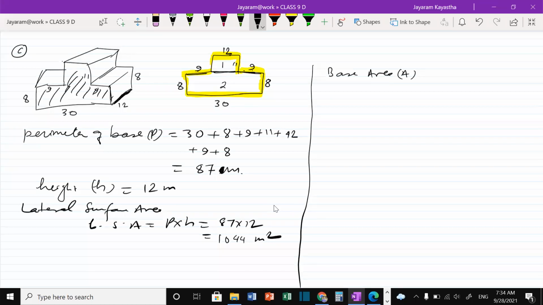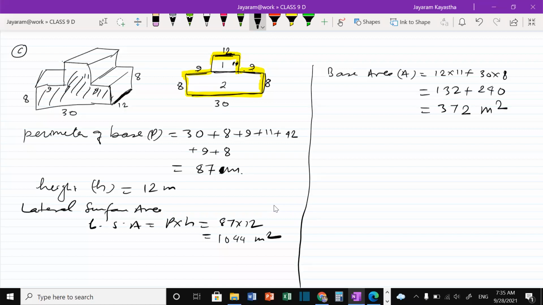11 is the breadth and 12 is the length. So 12 into 11 is the first rectangle, plus the second rectangle, 30 into 8. That is 132 plus 240, which is 372. Since this is area, the unit is meter square.